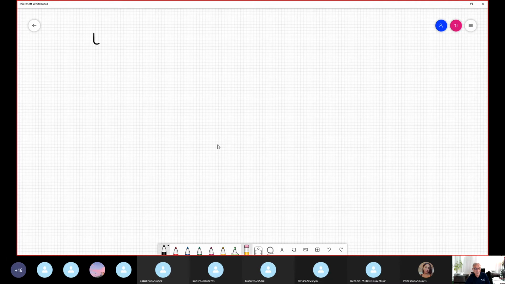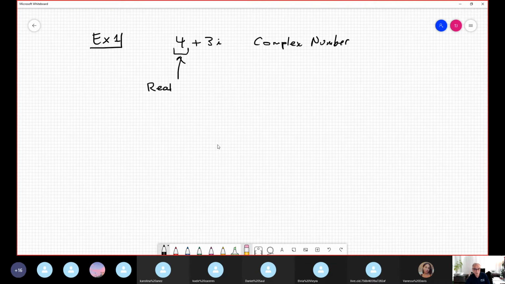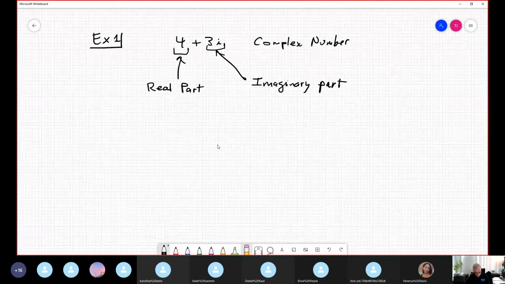For example, example 1 of the complex number. Suppose you have this number, 4 plus 3i. This is a complex number. Why? Because this number contains 4, which represents the real part, and 3 represents the imaginary part. Every number that we studied before is real, it's just 4. And the new thing today was imaginary, but the combination of both is a complex.